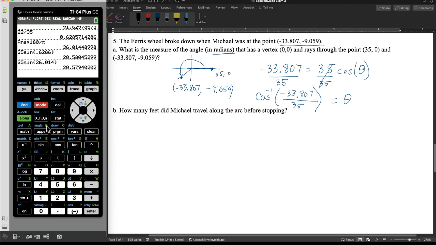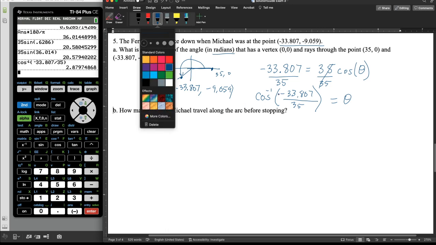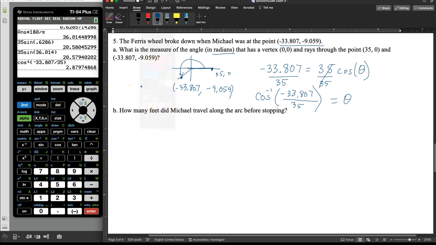Cosine to the minus 1, that's what we want. The inverse cosine of negative 33.807 divided by 35 gives us an angle measurement in radians. But we're going to have to be careful here because this is not actually our answer yet. So we get that this equals 2.8797.